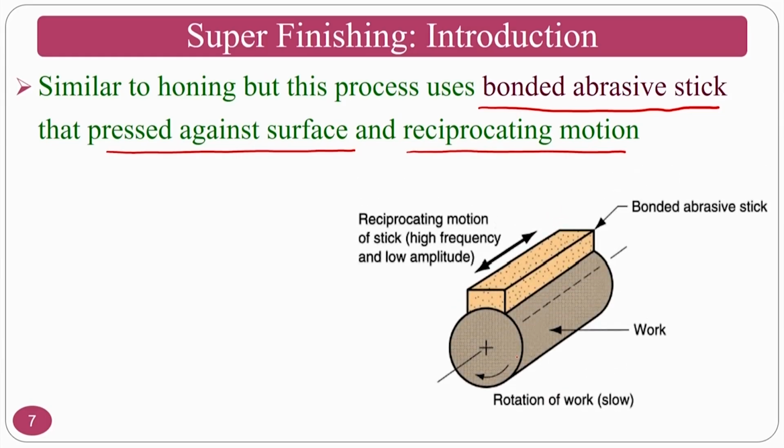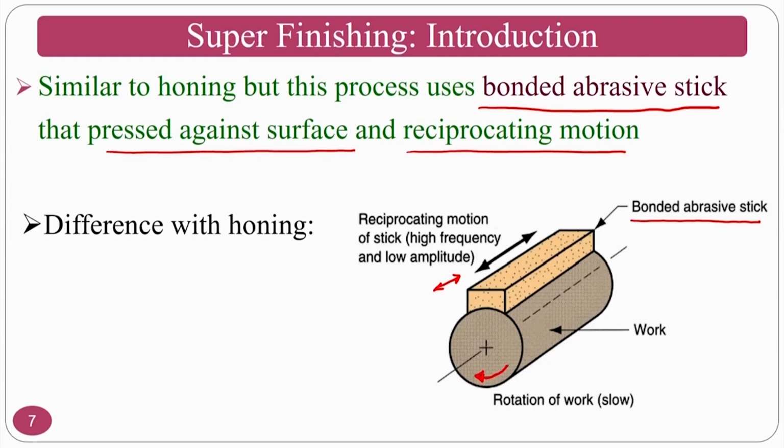As you saw in the previous slide, the rotational motion is provided to the workpiece and the bonded abrasive stick is here, and this is reciprocated. The reciprocation motion is provided so that you get the finishing operation. Normally this reciprocation is done at low amplitude and high frequency. That means it is done very fast with a low amplitude; the reciprocating distance is very small, but the reciprocating frequency is very high.